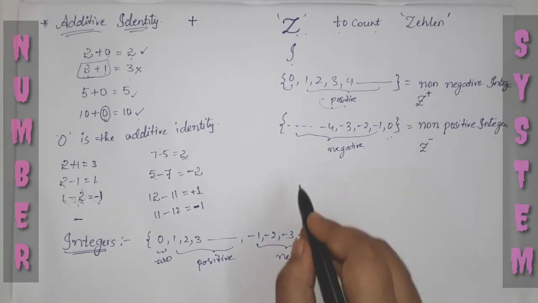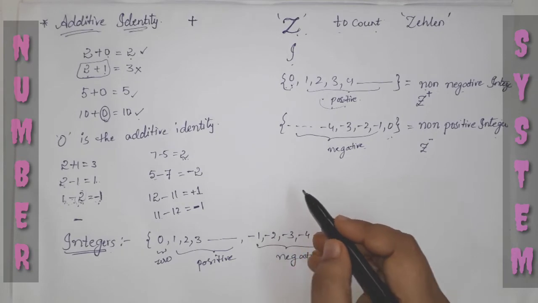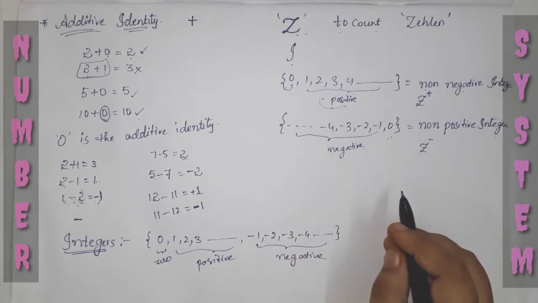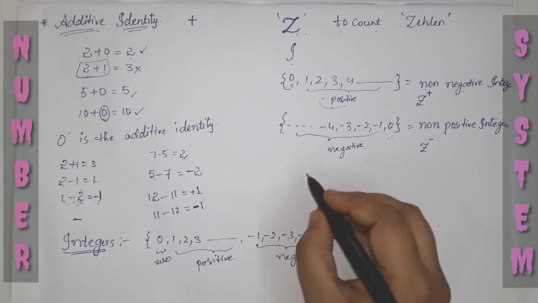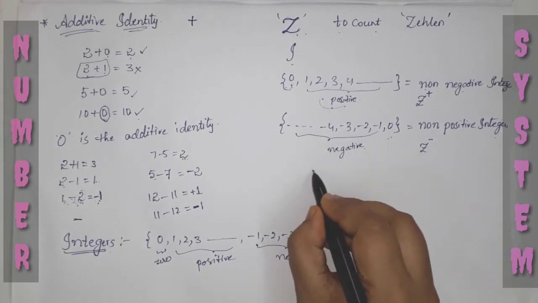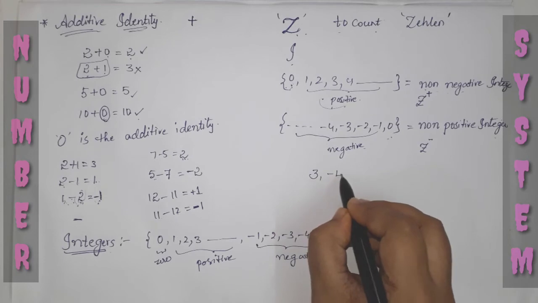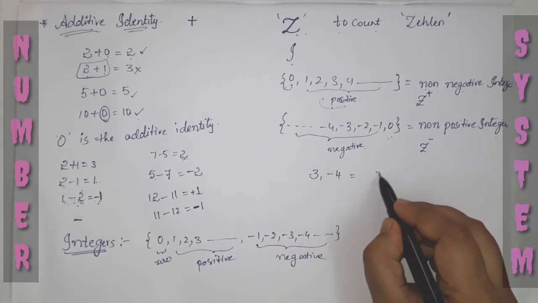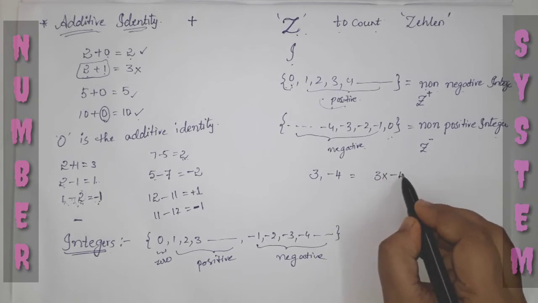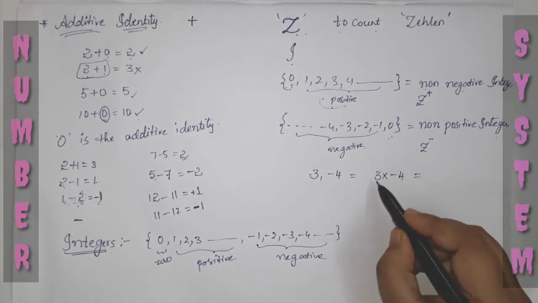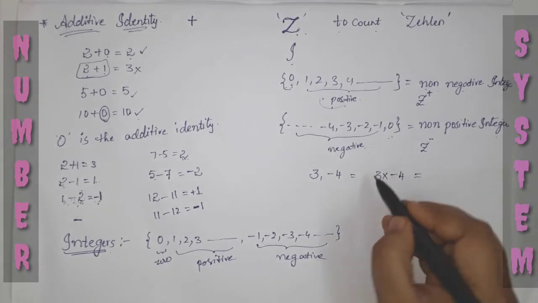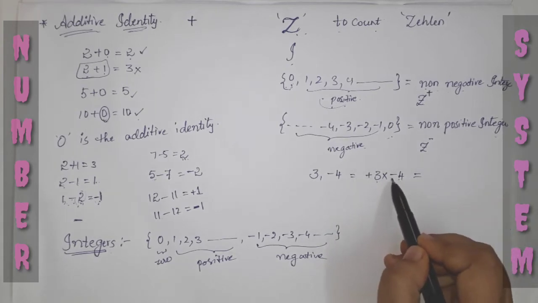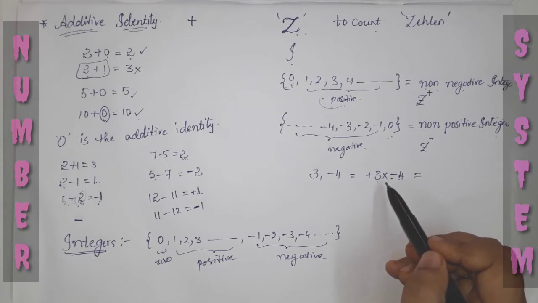Next, coming to some properties. Suppose I take two integers, what will happen? I take 3 as one integer and -4 as another integer. For this, what am I doing? Multiplying. So 3 into -4, what is the value? 3 is a positive number, and 4 is a negative number because the negative sign is indicated here.